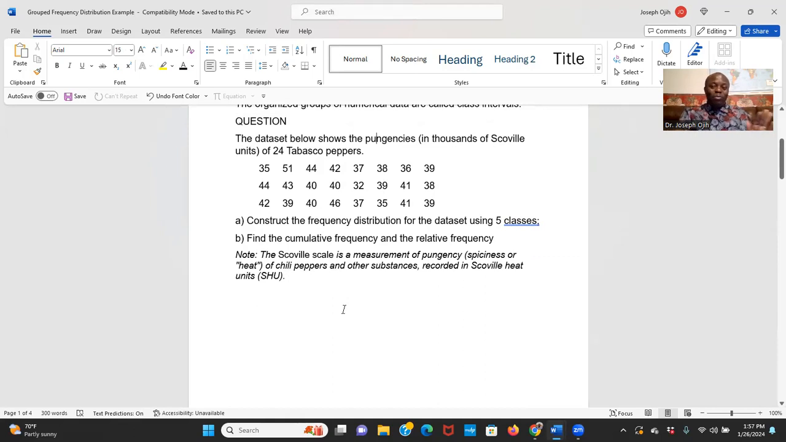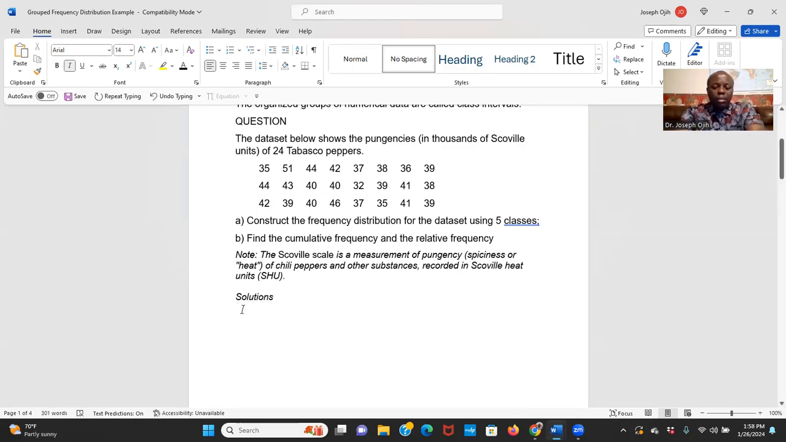There are a few steps you need to take to get this frequency distribution. The first one is, how many peppers do we have? We have 24 Tabasco peppers. You can get it by counting from here. We have 3 in each row, so 1, 2, 3, 4, 5, 6, 7, 8. So 8 times 3 is 24. So you have 24 chili peppers. Next is to find the class width. So let me start by writing the solution here.